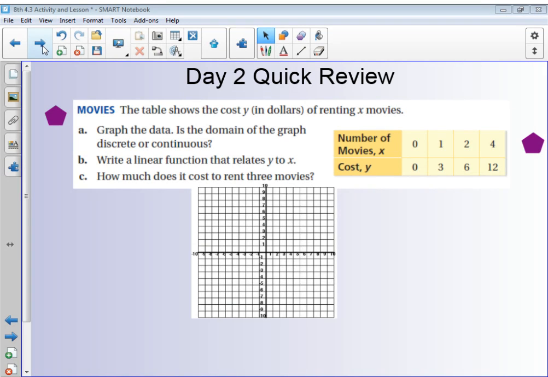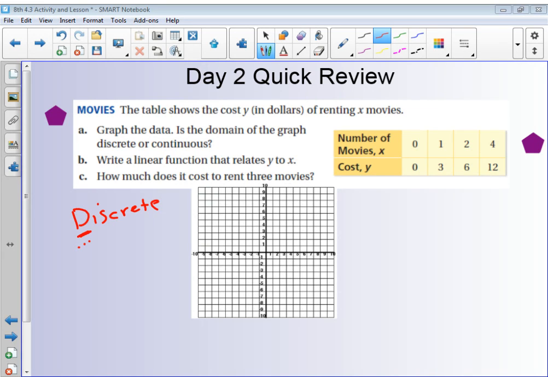Okay, so this is just going to be a quick review based on what we had done with our activity. A lot of this information is just going to fall into play. So here we've got a real world scenario. It says the table shows the cost Y in dollars of renting X movies. So the first thing we need to understand is when we go to graph this out, if we're graphing how many movies we can rent, can we rent partial movies? Can we rent a part of a movie? No, we could not. So when we do this, we're going to do a discrete graph, okay, which means we're just going to be doing our dots, right? So when we go to graph this, there will be no line.